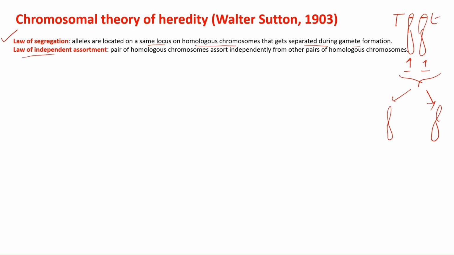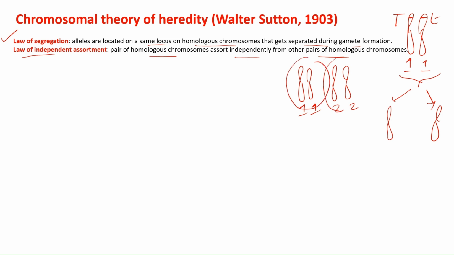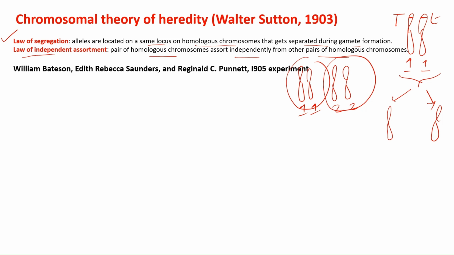What about the law of independent assortment? The pair of homologous chromosomes assort independently from other pairs of homologous chromosomes. So this is one pair of homologous chromosomes, 1 and 1. This is another pair of homologous chromosomes, 2 and 2. So this will assort independently compared to this. So this is about the law of independent assortment.